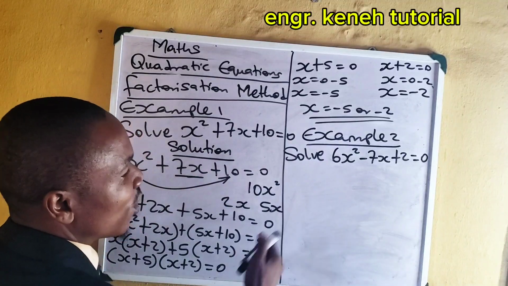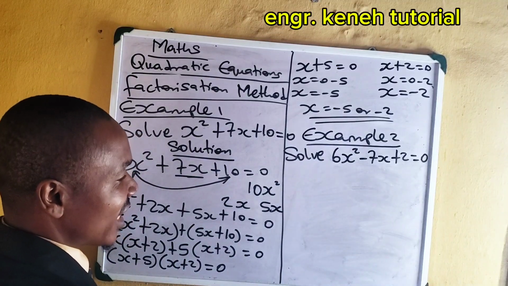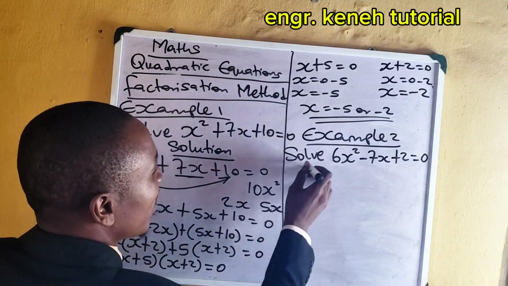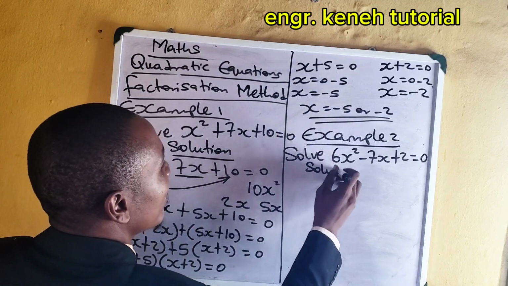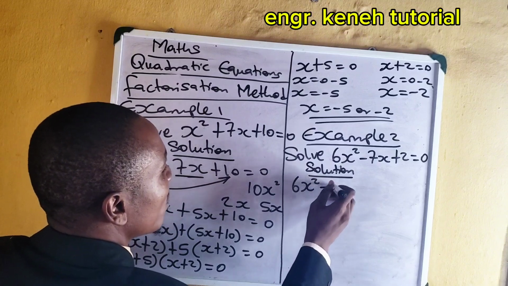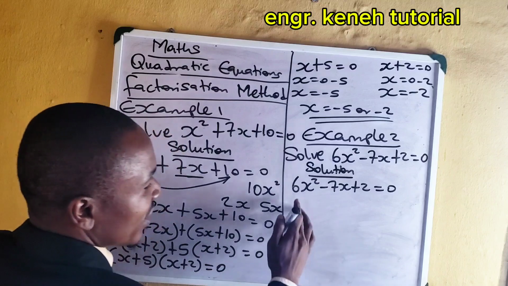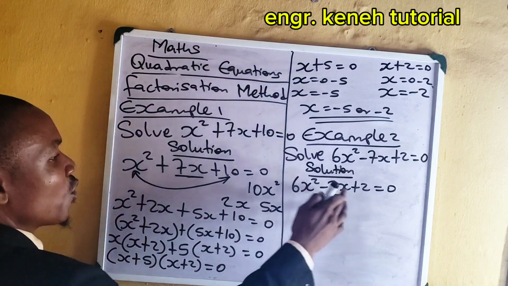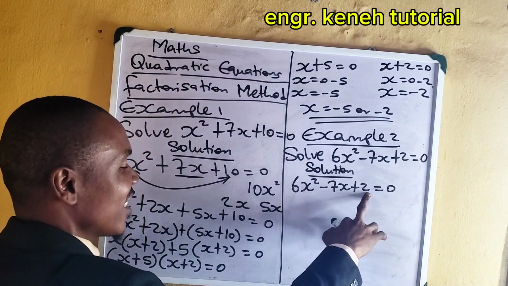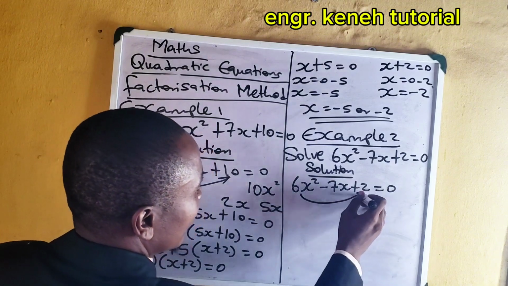Example 2 says solve 6x raised to power 2 minus 7x plus 2 equals to 0. So I'll break down the equation like this. I have our 6x raised to power 2 minus, I have this. What I do is that I use this one that has power of 2 to multiply this constant, that is the number that does not have x attached to it, like this. Can you see that?